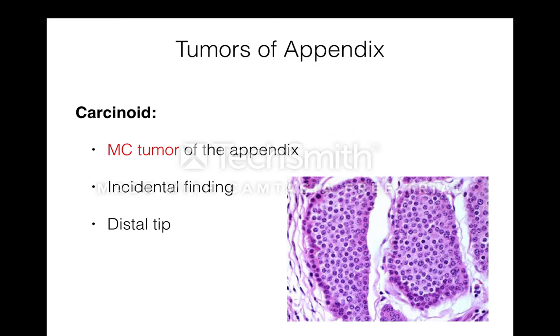So now we'll go ahead and talk about different tumors that you can find in the appendix. Your most common tumor is carcinoid. Typically, you actually find this incidentally during appendectomy for appendicitis. The tumor is typically located in the distal tip, and this is a neuroendocrine tumor. So you're going to see these small, round blue cells, and they have a salt and pepper speckling pattern of the nucleus.